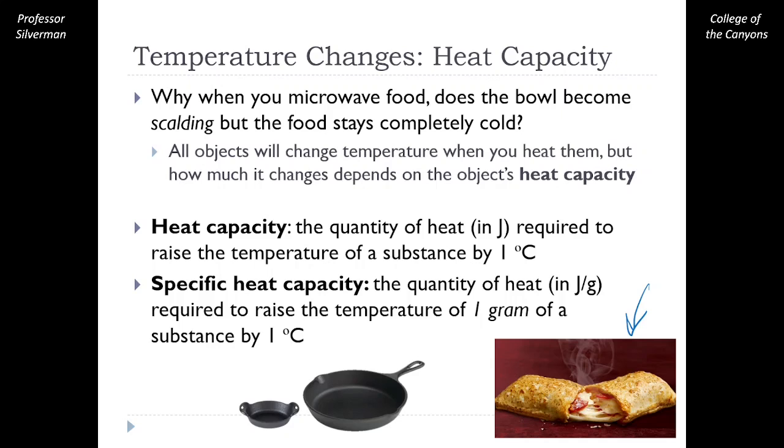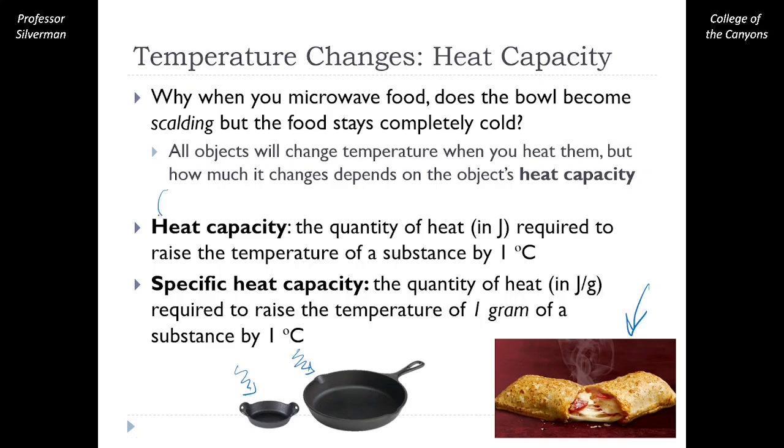Heat capacity is going to quantify how much heat is required to change the temperature of a substance by 1 degree Celsius. In our picture on the left, we have two different frying pans. This little cast iron frying pan and this big cast iron frying pan. How much energy is it going to take to heat up our little frying pan by 1 degree Celsius? Well, depending on the frying pan, maybe a little bit of energy. How much energy is it going to take to heat up our large frying pan by 1 degree Celsius? This one is much bigger. It's going to require more energy. So our two different frying pans have two different heat capacities.